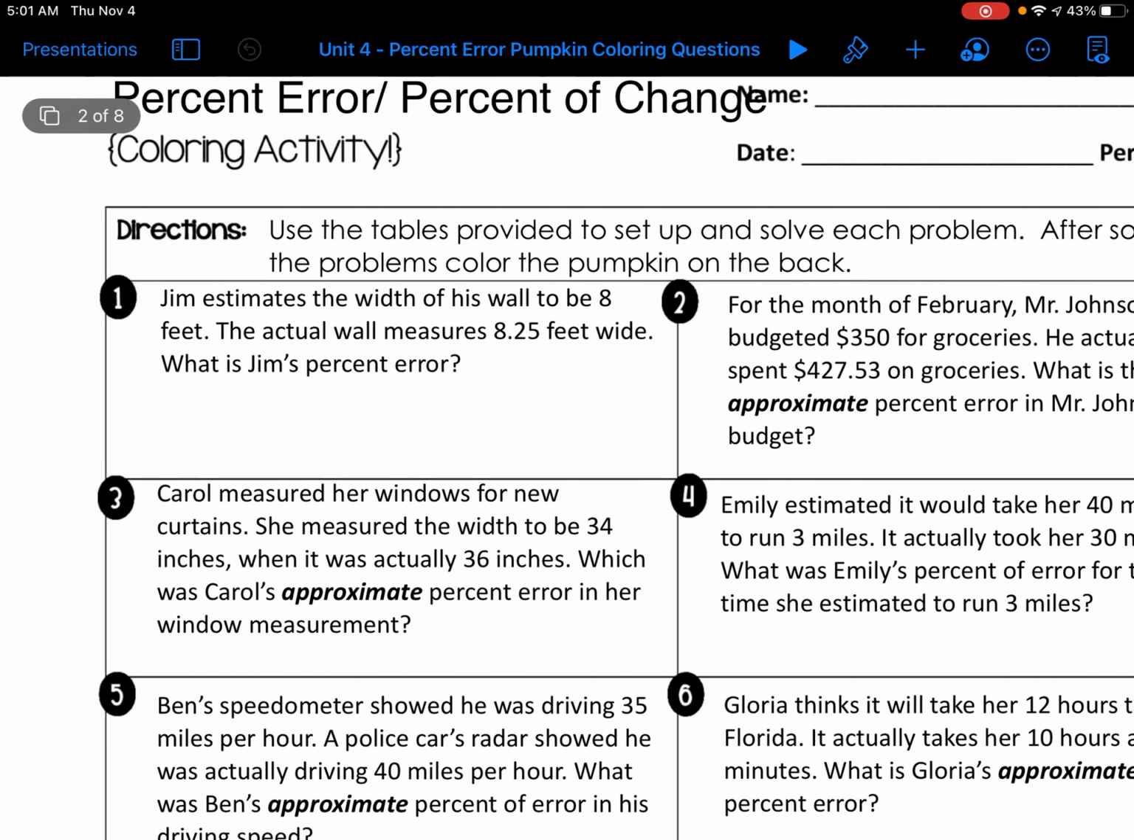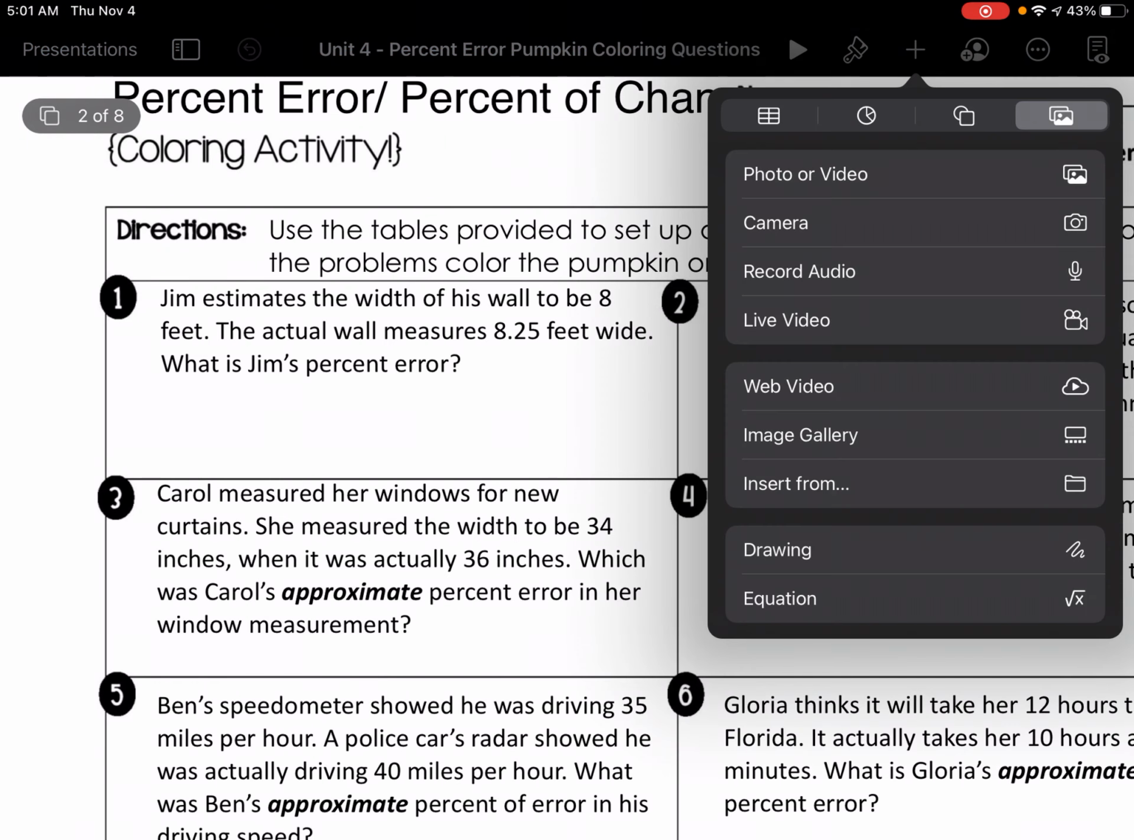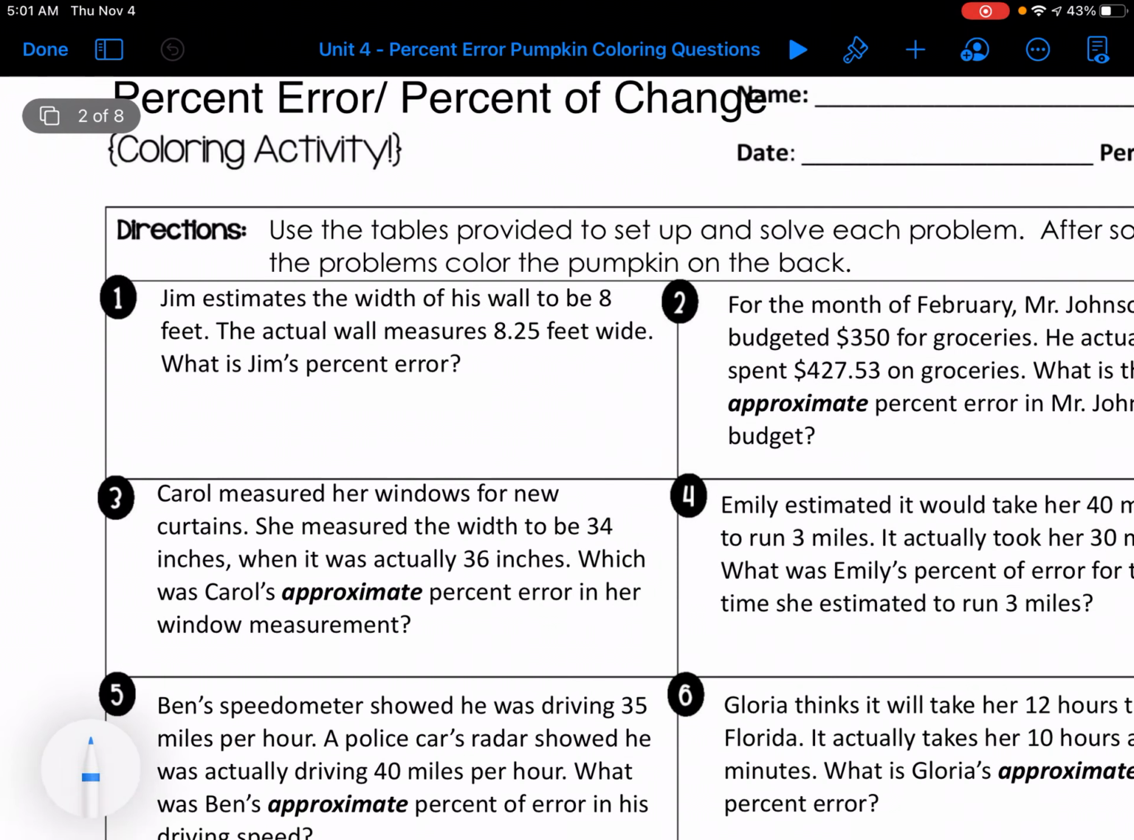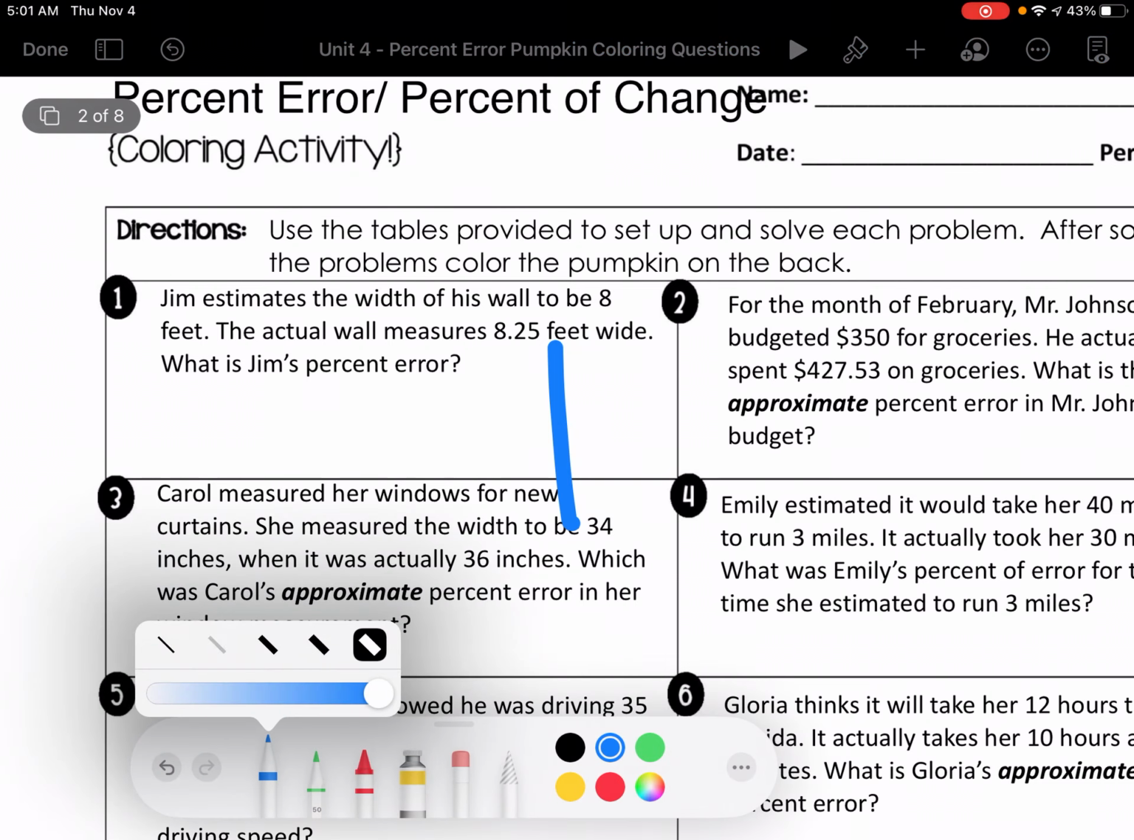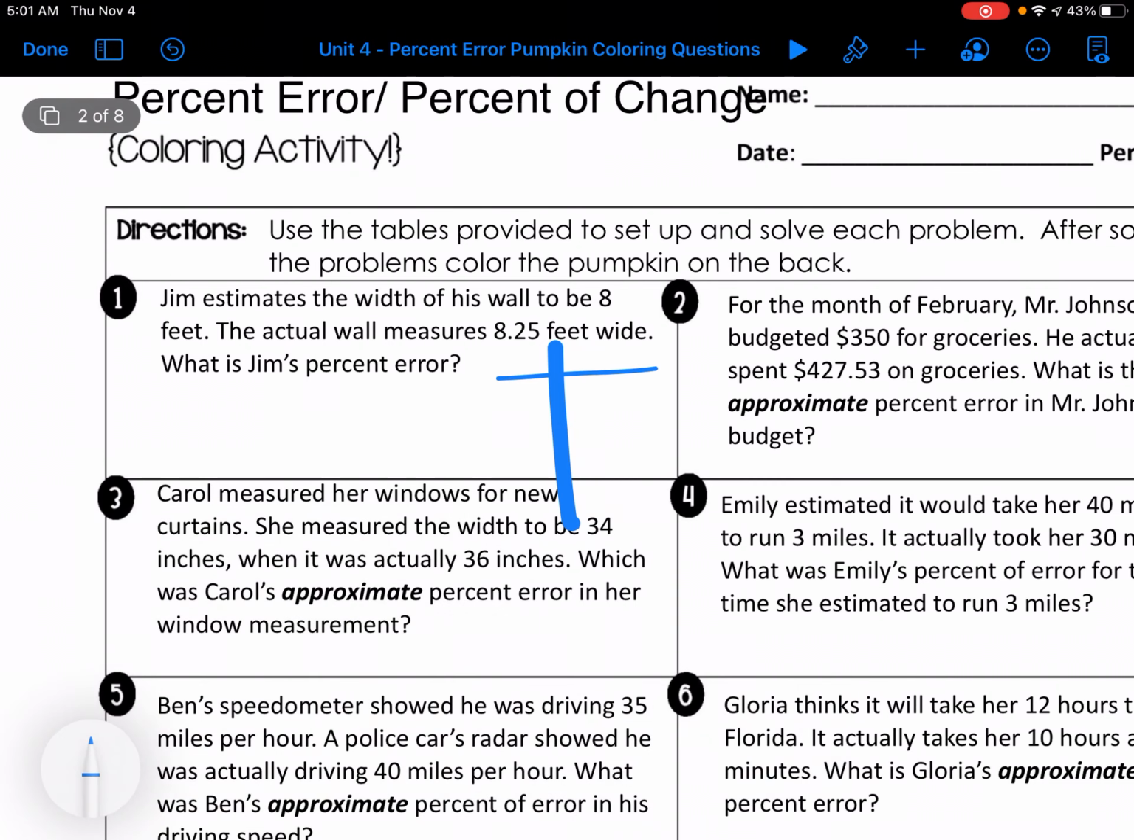John estimates that the width of the wall will be 8 feet. The actual wall measures 8.25 feet. What is this percent error? So with percent error, you're going to find how far off he is from his estimation. So this is feet.